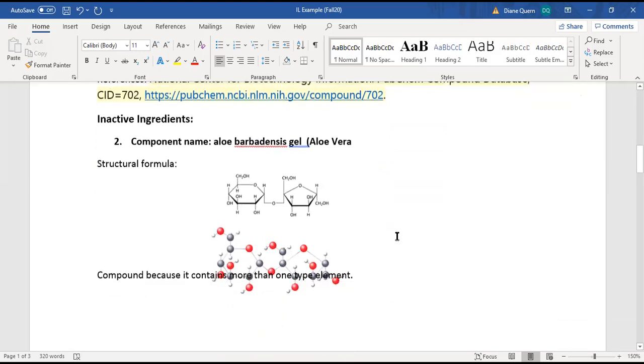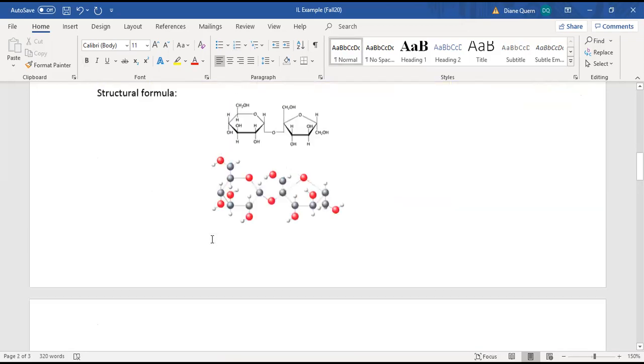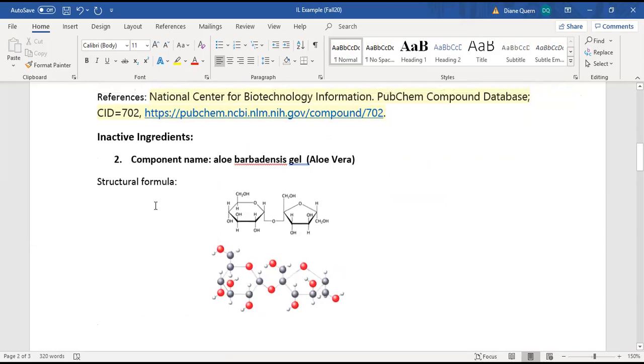The next ingredient. So this ingredient is, I don't even know how to say that, barbadensis gel. So basically it's aloe vera. So we all know what aloe vera is. It comes from an aloe plant. So they had to find, the formatting got kind of messed up when I was going through this paper. Okay, so they had to find the structure for it.